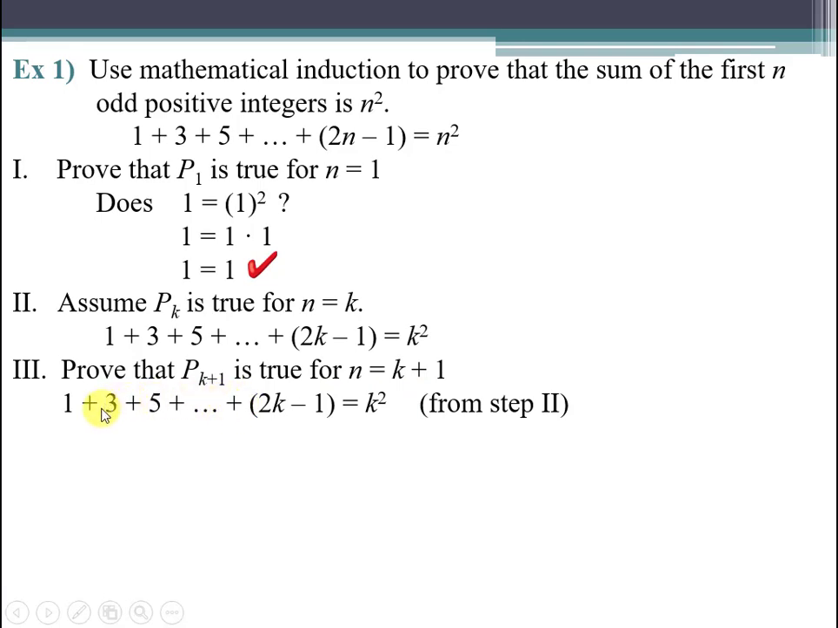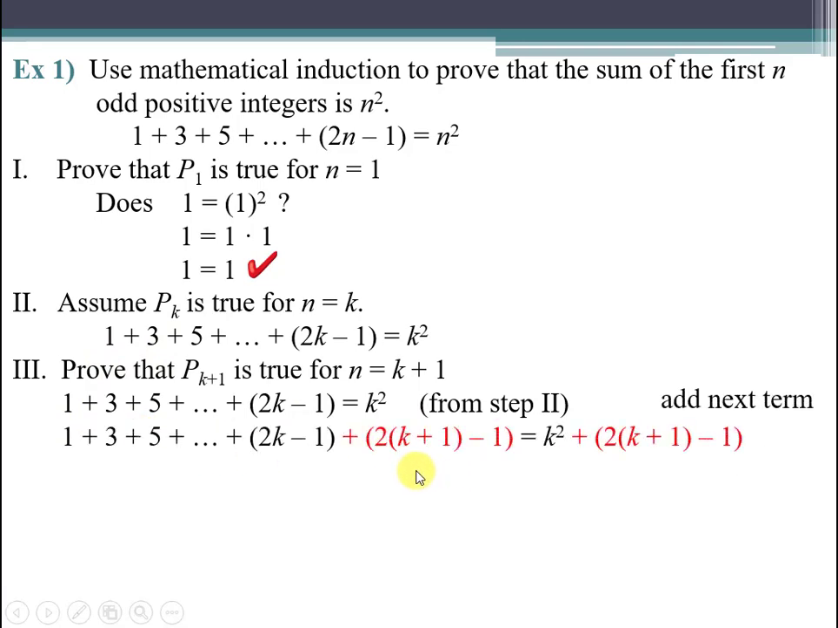So let's consider what we have from step 2. We have this equality. Okay, now we should add the next term. So the next term will be 2(k+1) minus 1, because instead of k we should put k+1. So we have k squared plus 2(k+1) minus 1. So we added this next term to both sides of our equality, here and here.